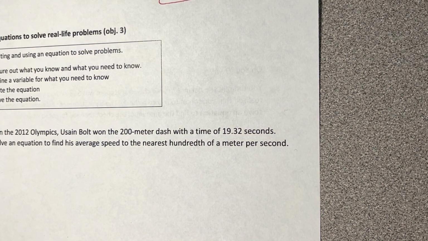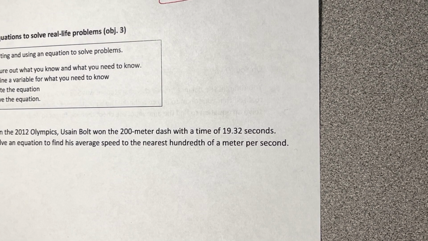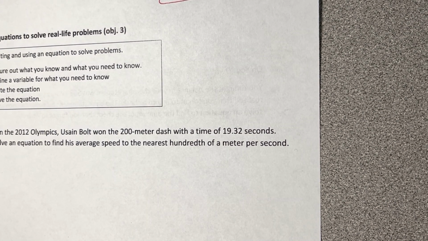So it says steps to writing and using an equation to solve problems. So we got a 4-step process here we're going to look at. So step 1, figure out what you know and what you need to know. So start there. What do I know? What am I trying to find out? Define a variable for what you need to know. So whatever you're trying to find out, that's going to be your variable. Write an equation and solve the equation.